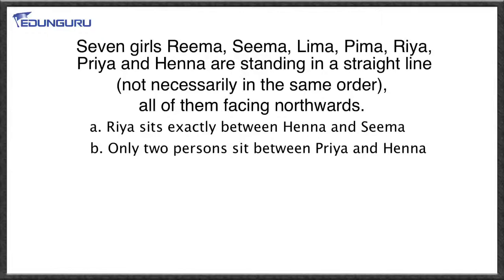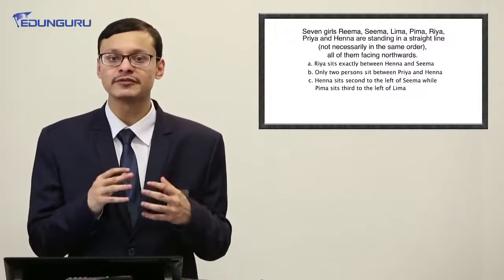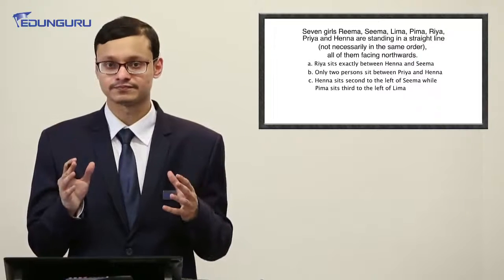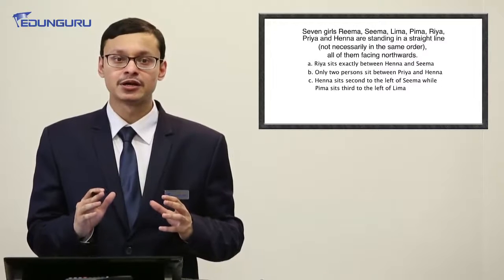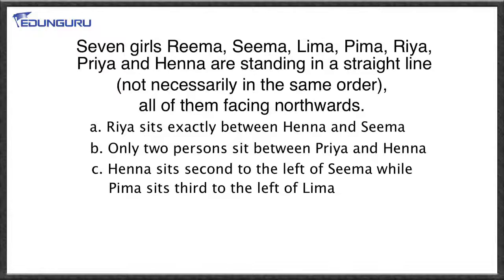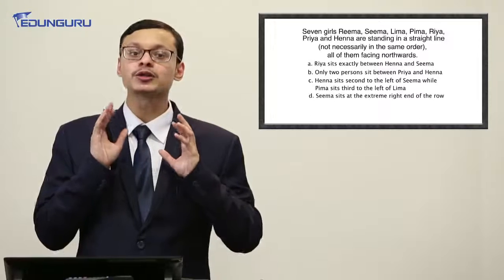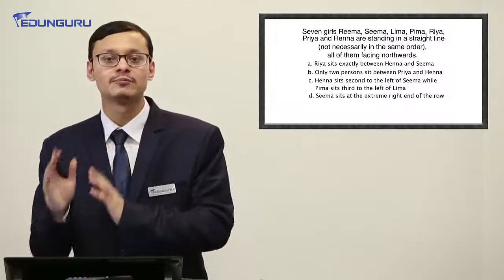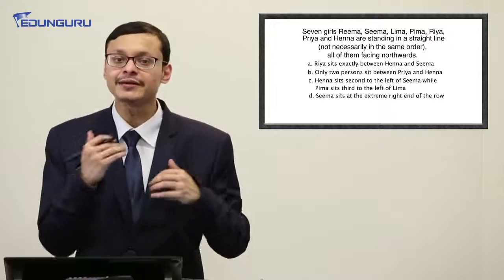Clue C. Henna sits second to the left of Seema, while Pima sits third to the left of Lima. Again, this clue will not give you any concrete information, which is why it is very important that when you are attempting the caselet in the exam, you immediately look at clue D. Why clue D? Clue D says Seema sits at the extreme right end of the row, which means it is actually giving you an important clue with respect to one person's position. The moment you fix that person, you can get the positions of the remaining people.